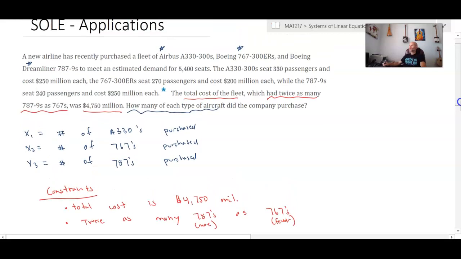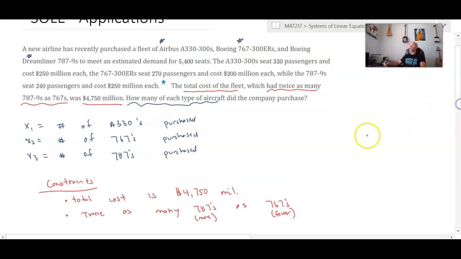Now, that's two constraints, but remember what we were trying to meet is this demand for 5,400 seats. So we need to have 5,400 seats. And we have those. We can see that those demands are being met by 270 passengers that can be carried. The 787 has 240 passengers, and I think we missed the A330. That can carry 330 passengers.